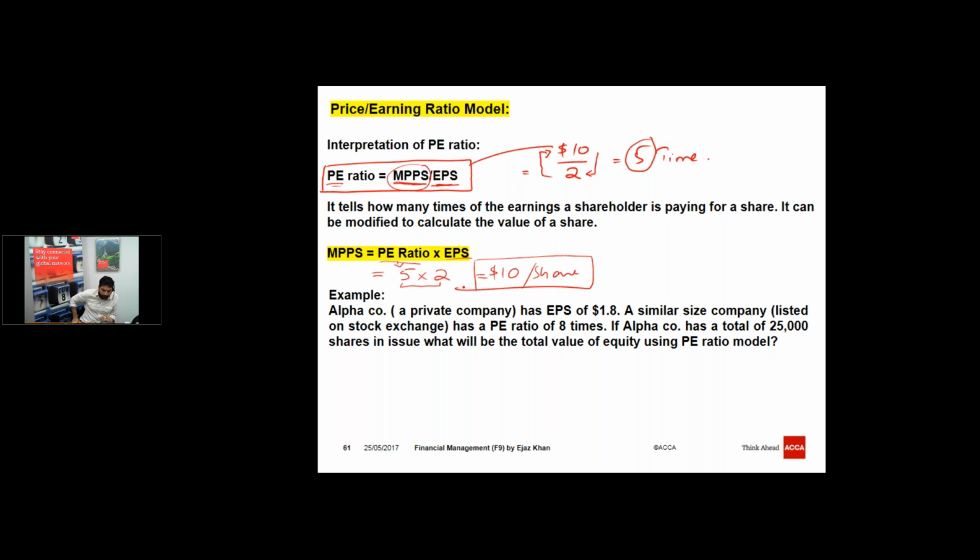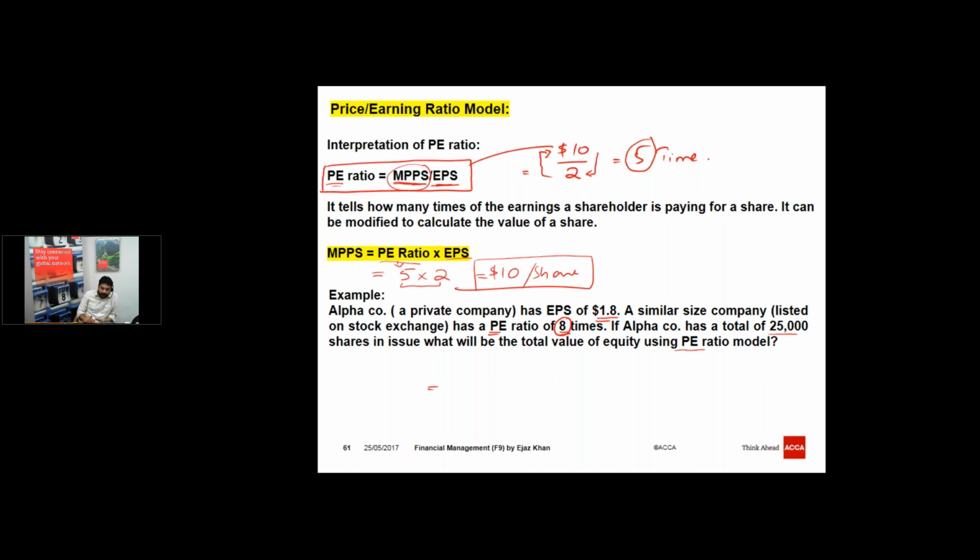Let's look at the question below. Alpha company, a private company, has earning per share of $1.8 per share. A similar sized company listed on the stock exchange has price earning ratio of 8 times. What does this mean? It means that this company's shares are traded at 8 times of its earning. If Alpha company has a total of 25,000 shares in issue, what will be the total value of equity using price earning ratio model? Now, remember, the price earning ratio is of a different company. It's not of the Alpha company.